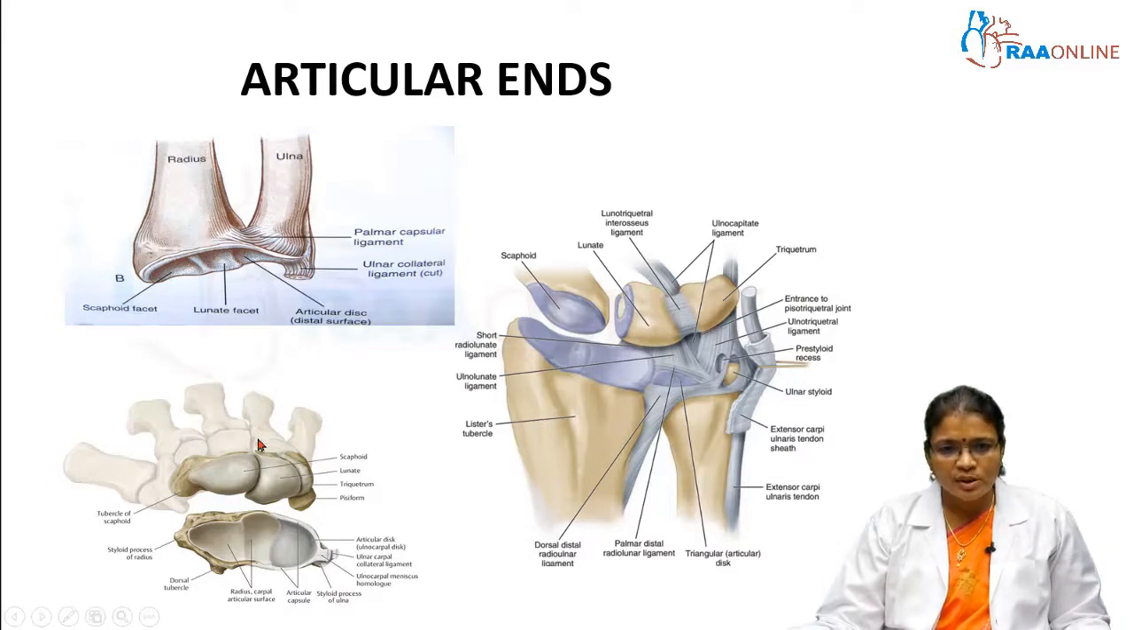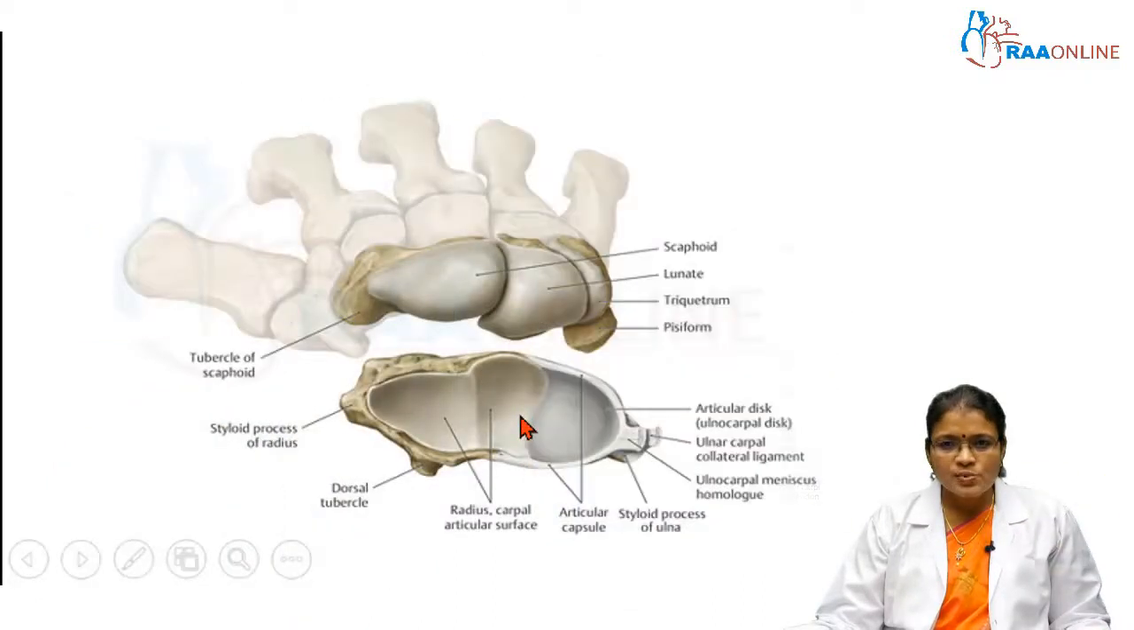Again I will show you here. We are seeing this from the anterior aspect. This we are viewing from the inferior aspect. This is the inferior aspect of radius, which has a facet for scaphoid and a facet for lunate. And this is the inferior aspect of the articular disc, which will articulate with the triquetral bone.